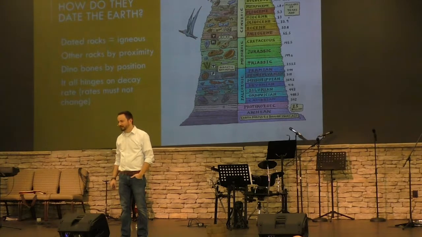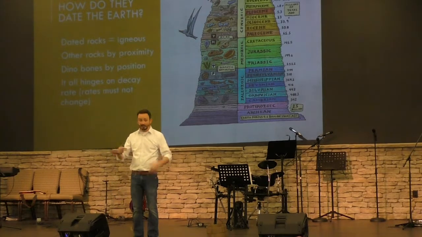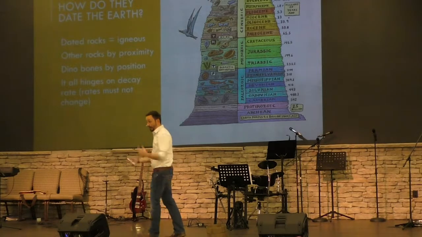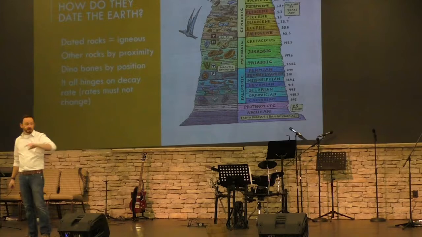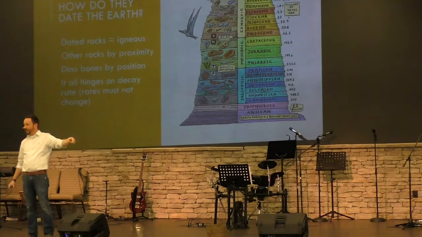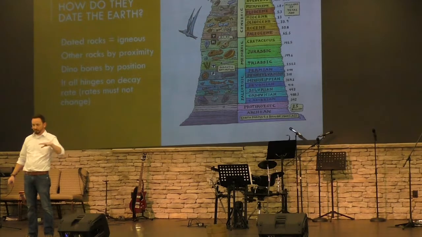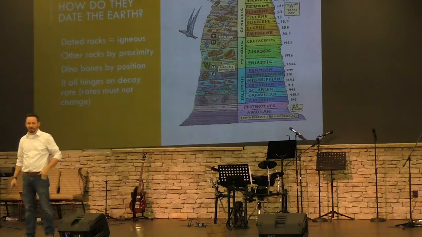Convenient. That's interesting. Date the dinosaur bone by the rock. If we find a rock, and it's nowhere near an igneous rock, but it has a dinosaur bone in it, well, we know how old that dinosaur bone is, because on the other side of Earth, we found that in a layer of rock that's 200 million years old, so that rock is 200 million years old.